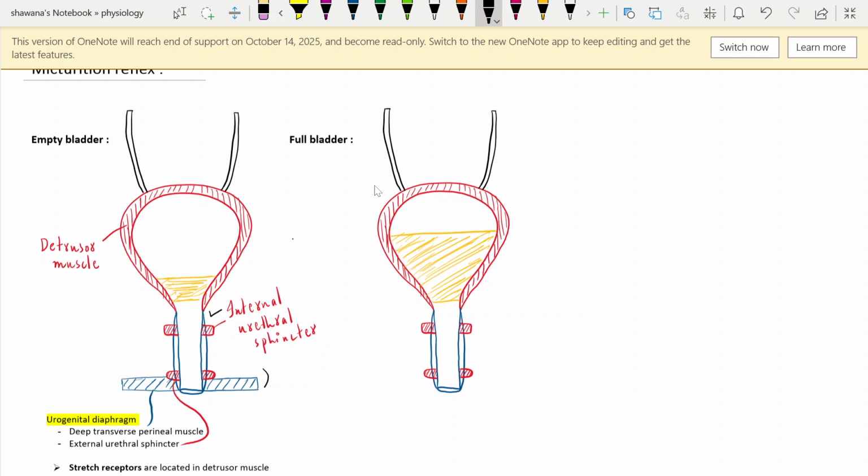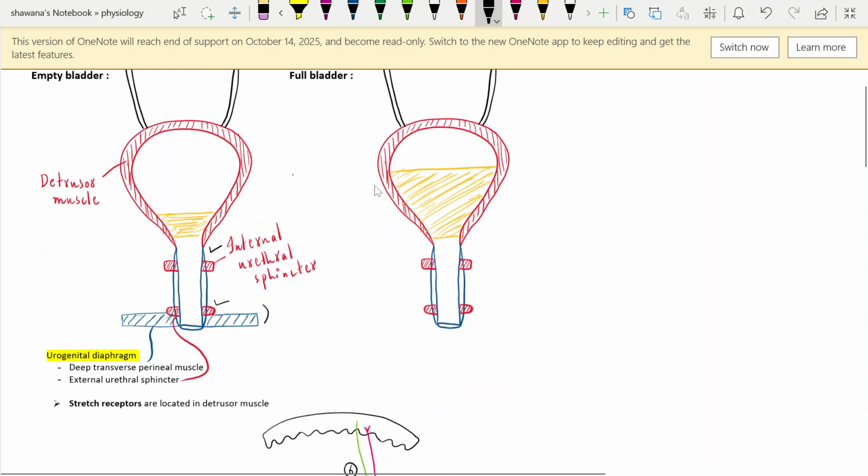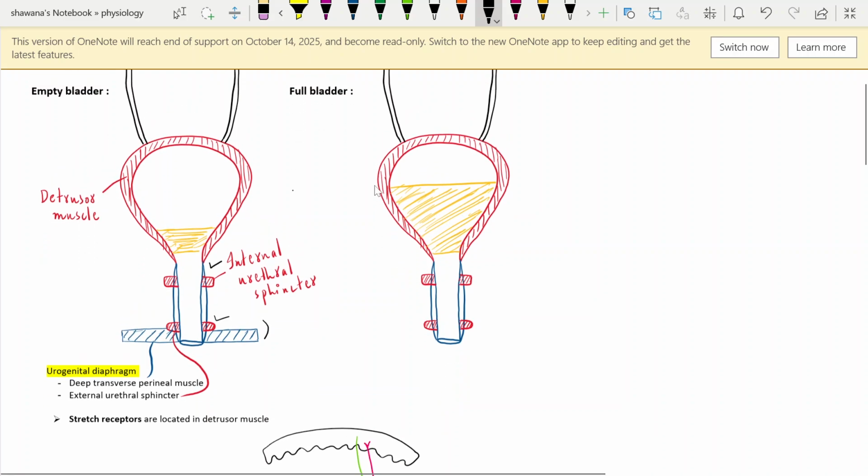First is the external urethral sphincter, and this is under our control, it's voluntary control. And the other muscle, that is a transverse kind of muscle, is known as the deep transverse perineal muscle. These two make up the urogenital diaphragm.